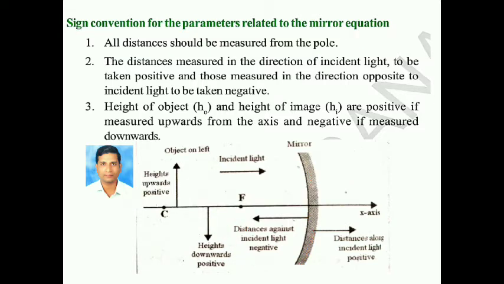Second rule, the distances measured along incident light should be taken as positive. The distances measured against incident light should be taken as negative.